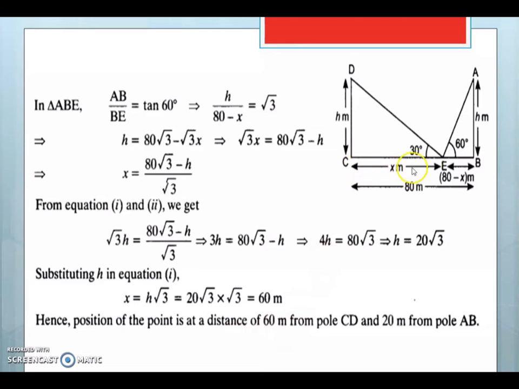So that means this distance is 60 and the other distance EB should be 20 then, because total is 80. So if this is 60, this should be 20. So that is the position of the point E, and height of both the poles is 20 root 3 meters.